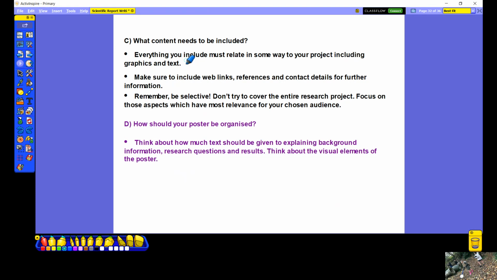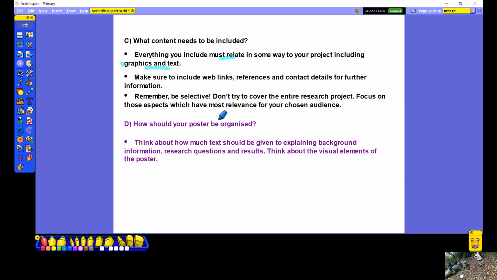So moving on, what content needs to be included? Everything that you include must relate in some way to your project, and that would include any graphics and text. For you, the graphics are highly likely to be your own diagrams, illustrations, observational pictures. If you have done any research, as I suggested in the last lesson, maybe on the web, maybe other books, maybe mention that. But remember, be selective. You're not going to be able to put everything in.